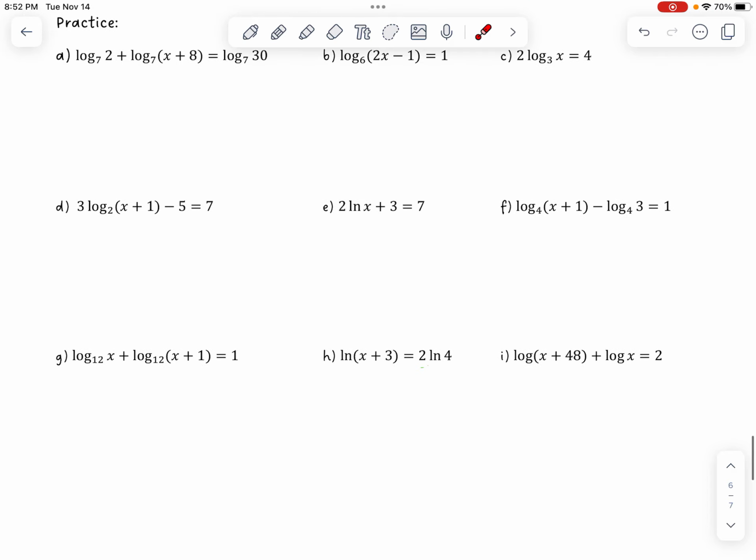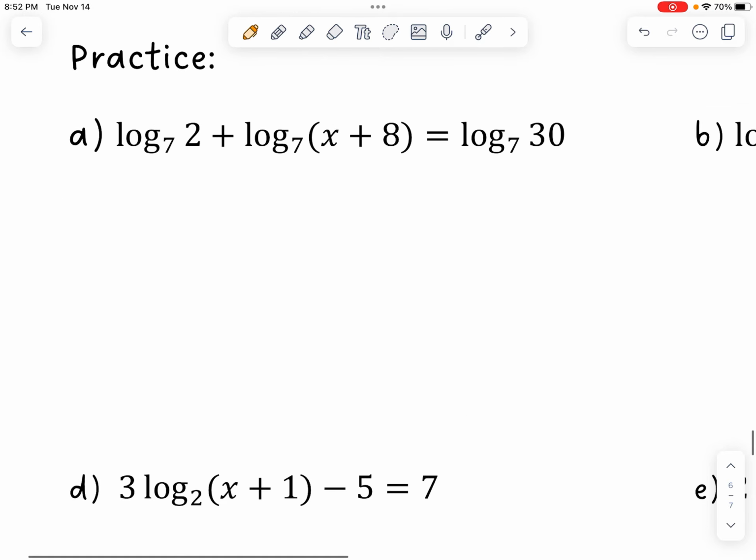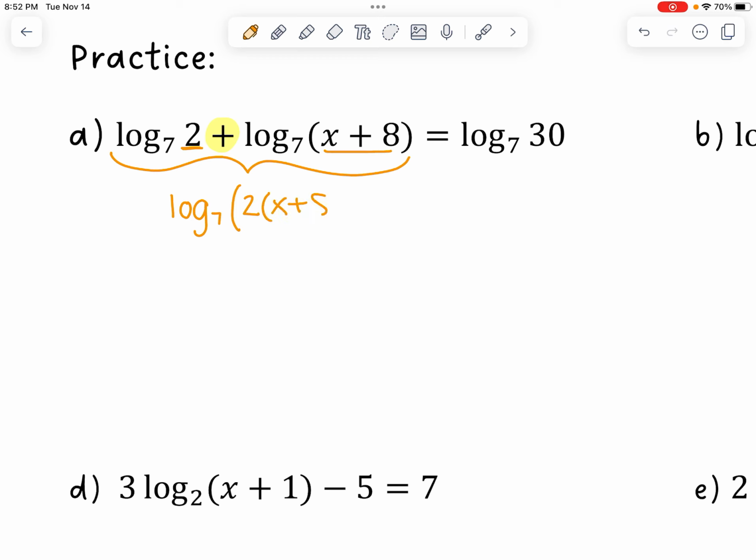Let's try one together now. Practice A. In this practice, the first thing I see is that I have two logs that are on the same side of the equal sign together. So step 1 will be to condense those logs into one singular log. These two logs are being added, so I can condense them into one by multiplying what's inside. So that's the 2 and the x plus 8. So this will condense to 1 log base 7 of 2 times x plus 8. And then I'll just bring down equal to log base 7 of 30.